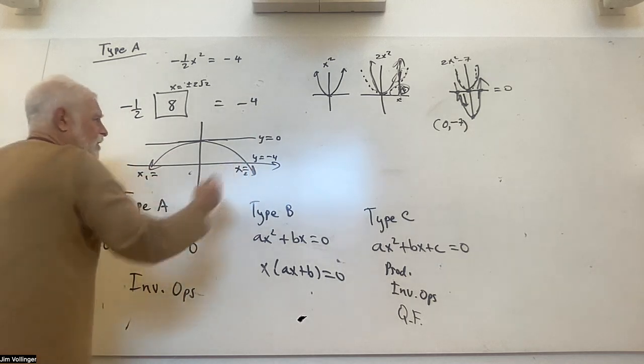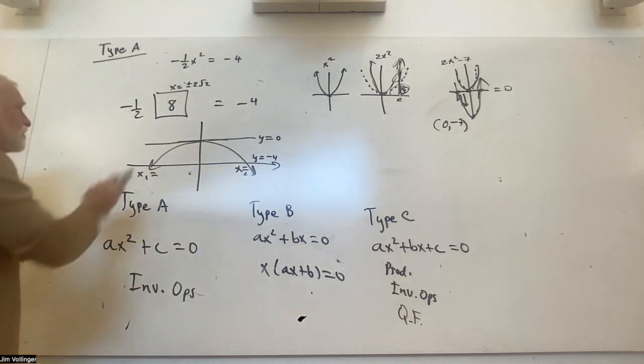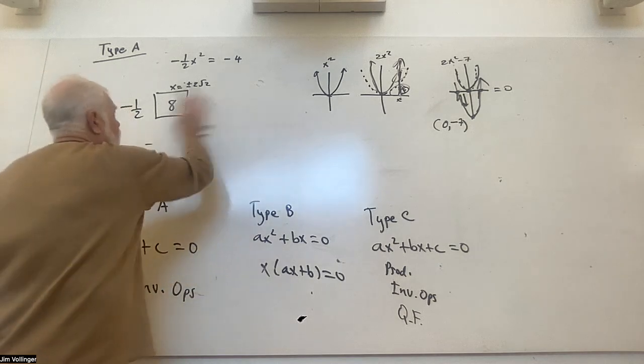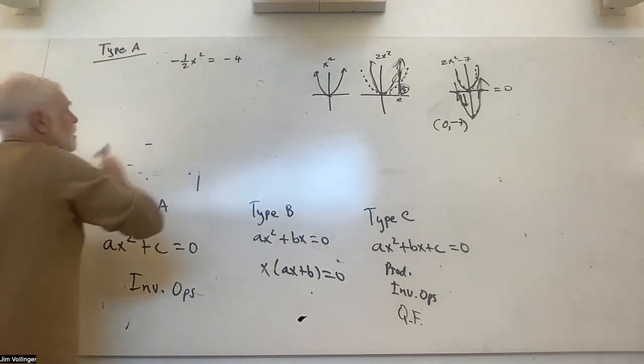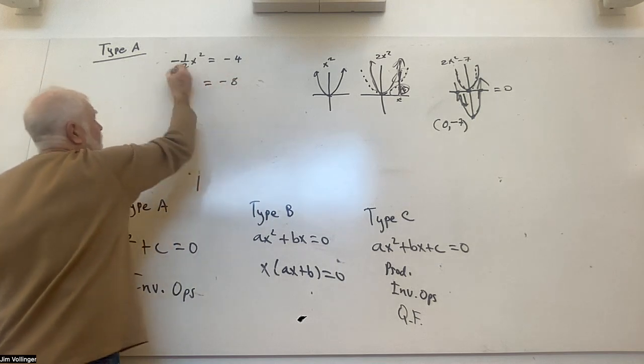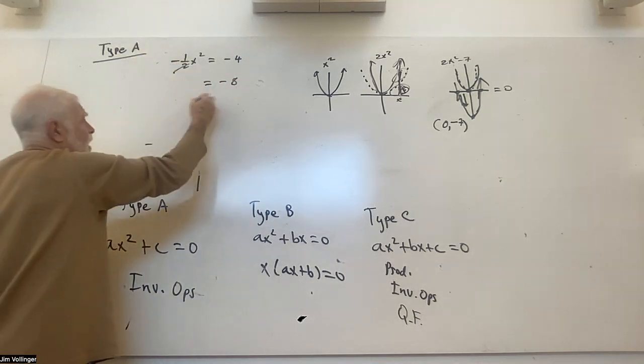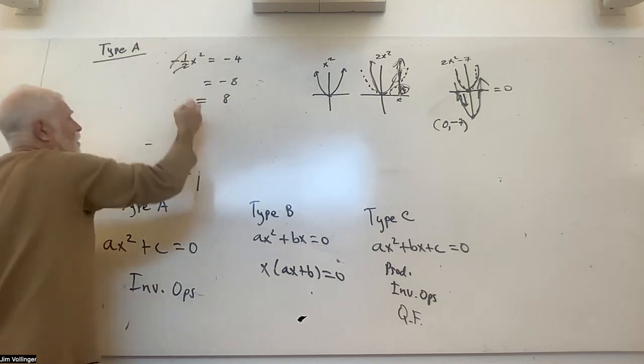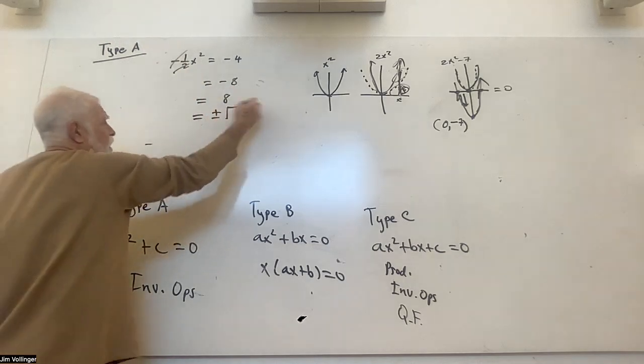So we got the symmetry. All right, let's go find those values. Back to the original equation. We're going to multiply that by 2, which makes it -8. That takes care of the division. We're going to divide by a negative, makes it +8. And then we're going to take the square root, plus minus the square root of 8.